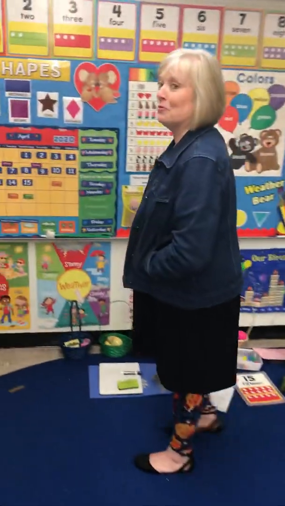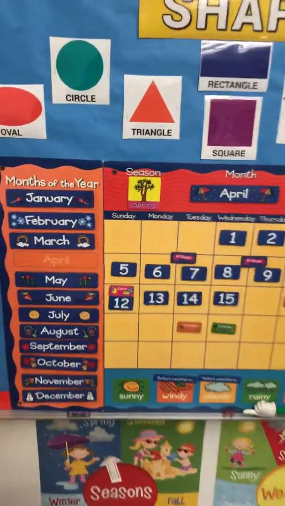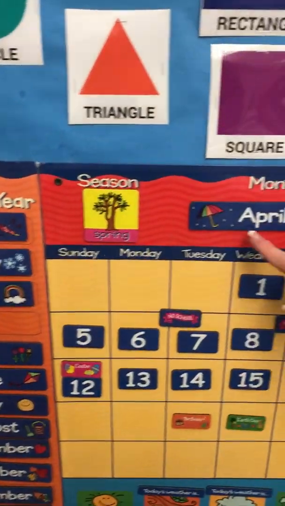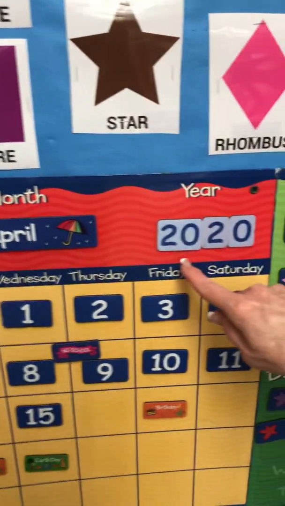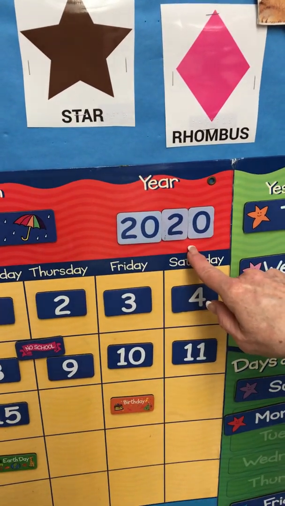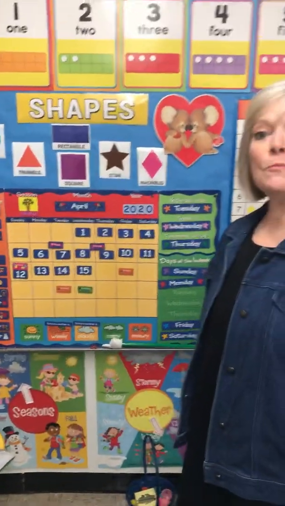Let's start with calendar, and then we'll do some more froggy things today. And Freddie wants to come back today and hop around with us. So let's go right over here. It's springtime, isn't it? The season is spring. The month is April. April showers. And the year is 2020. Let's see how many days we've had in April.